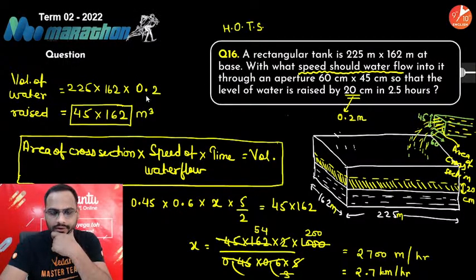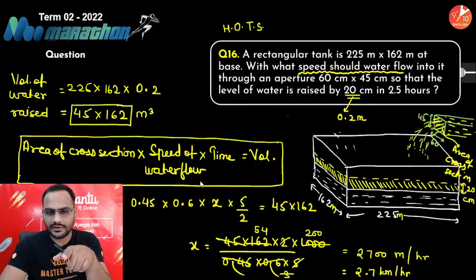Here I have done 20 centimeter है ना, 20 by 100, 1 by 5. 45 into 162, it is correct. Area of cross section 0.45 into 0.6 into x, which is the speed of water flow, है ना, which I have taken, into time. Time I have taken as 5/2. This is in meters, meter per hour I am taking right now. 45 into 162, 2 will come in numerator, 0.45 got cancelled, 1000 we have already placed over there.